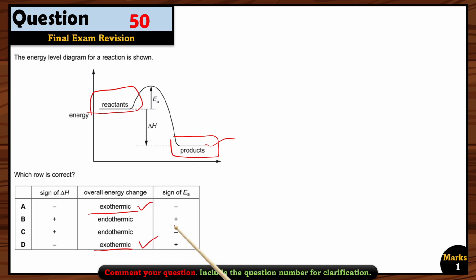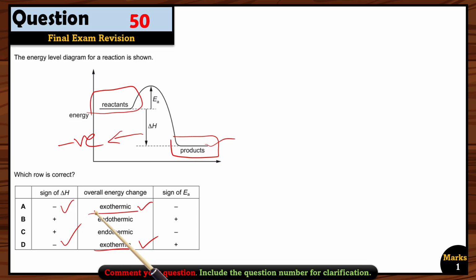Now let's see for delta H. If you see the delta H arrow is downward, it means it is negative. Delta H is always negative for the exothermic reaction. Why negative? Because all the heat is given out. Now the system has less heat. So that's why delta H will be negative. So can you see delta H is negative?